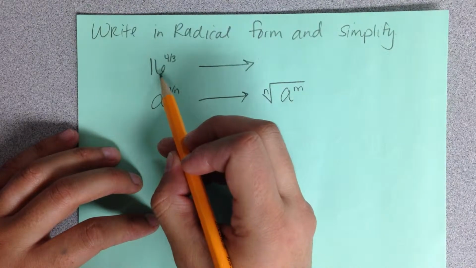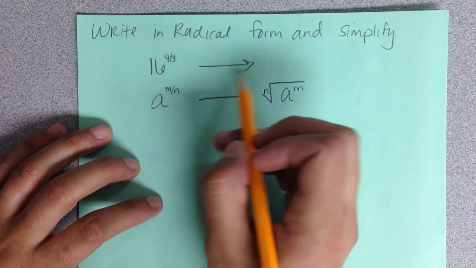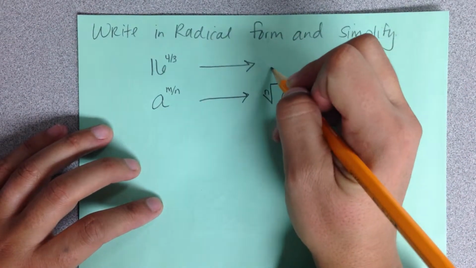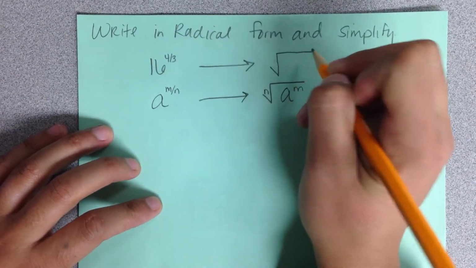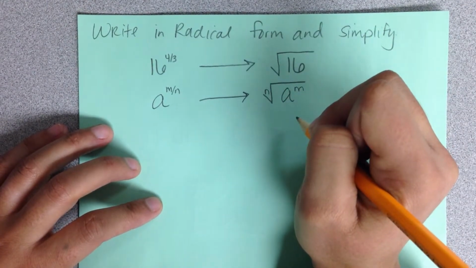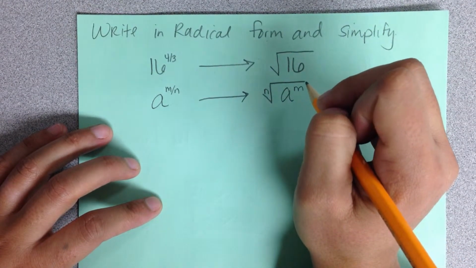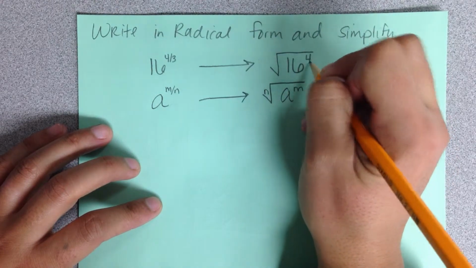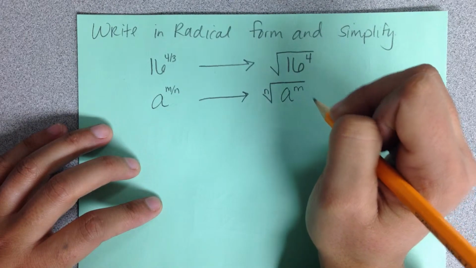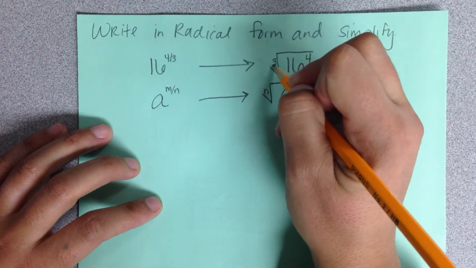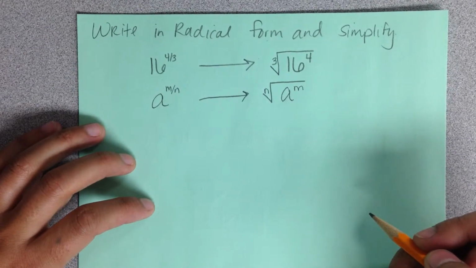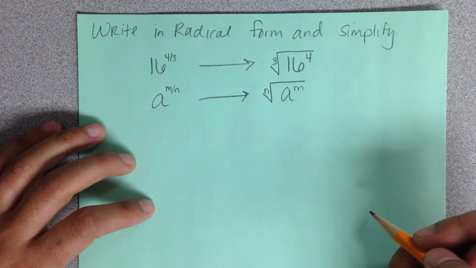Our 16 to the 4/3 power is in exponential form, so let's first change that to radical form. So we're going to have a radical. Our base of 16 will be our radicand, what's inside. 4, our numerator of our exponent, will be our new exponent. And 3, our denominator of our exponent, will become our index. So you read that as the third root or cube root of 16 to the 4th power.